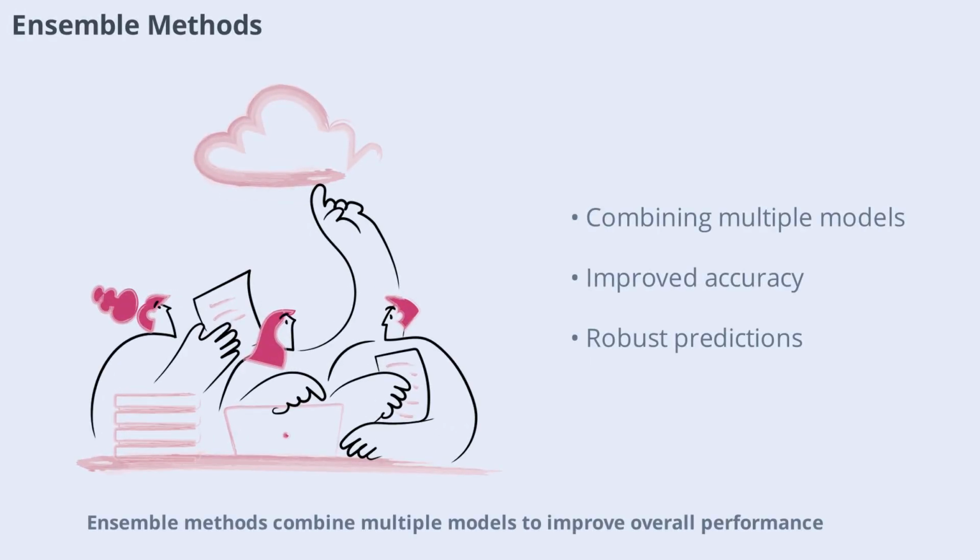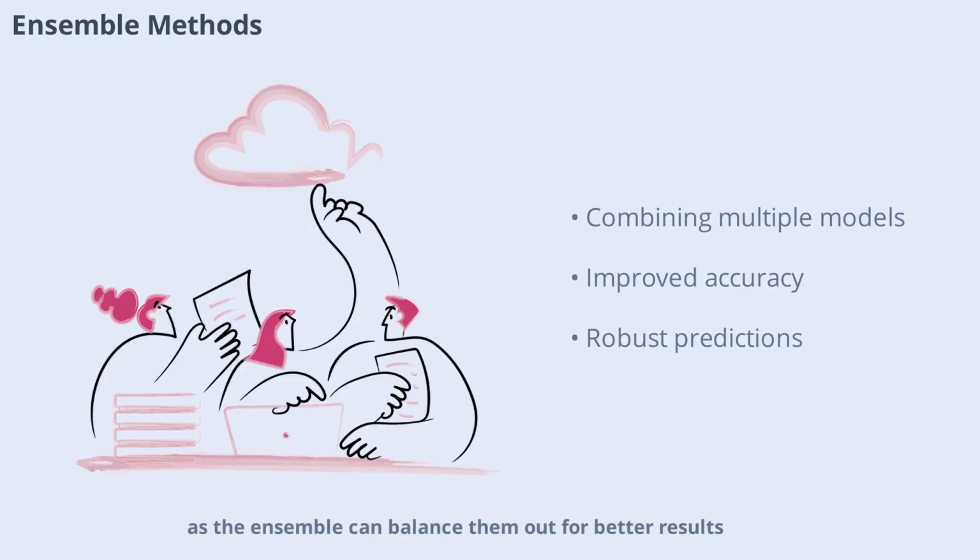Ensemble methods combine multiple models to improve overall performance. By aggregating the predictions of several models, ensembles can reduce errors and increase robustness. Techniques like bagging, boosting, and stacking are popular ensemble strategies. These methods are particularly effective when individual models have different strengths and weaknesses, as the ensemble can balance them out for better results.